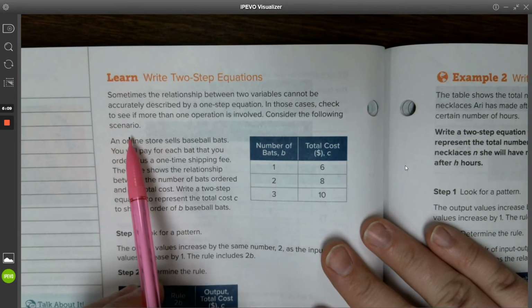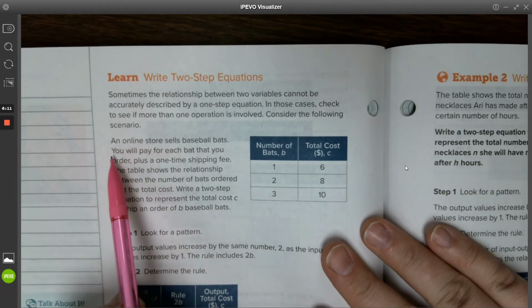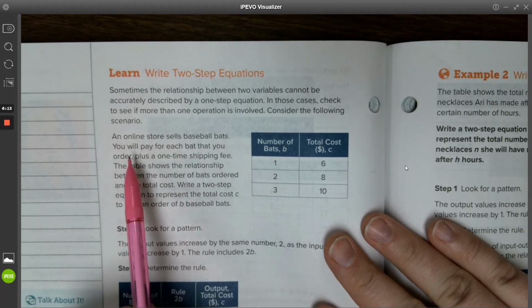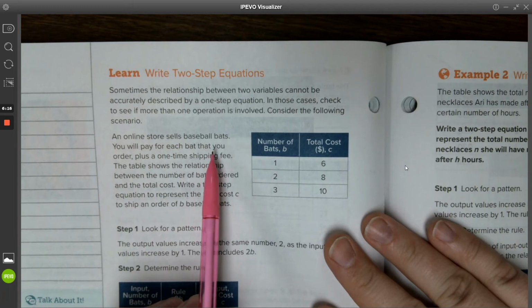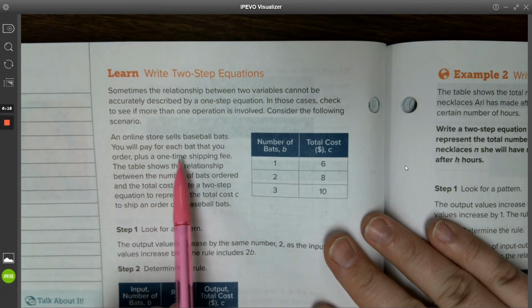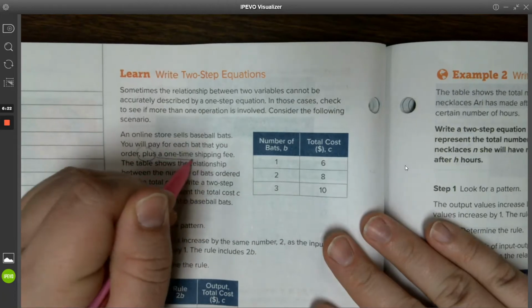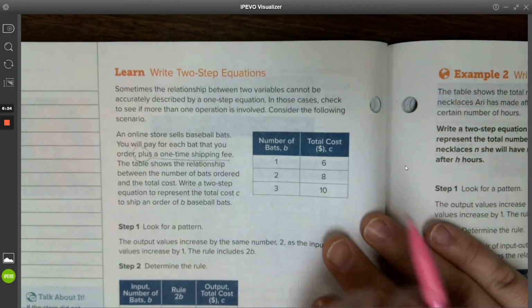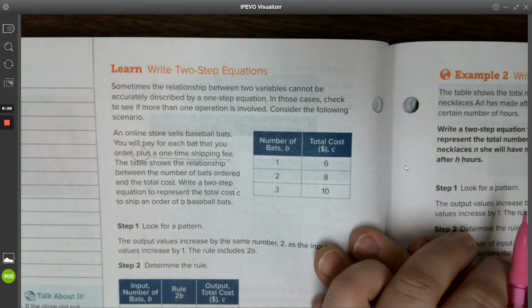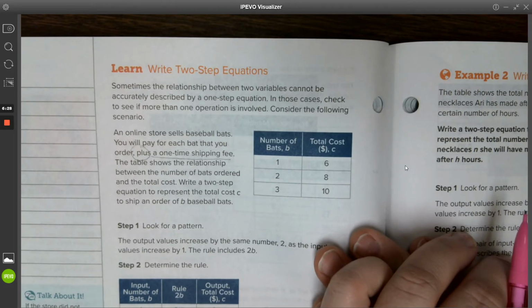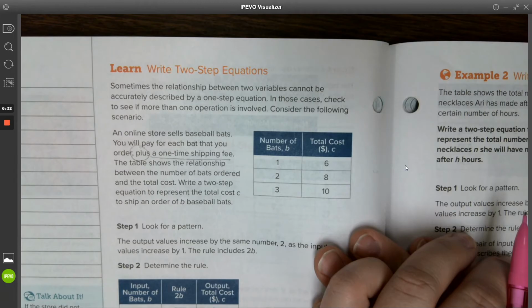We consider the following scenario. An online store sells baseball bats. You will pay for each bat that you order plus a one-time shipping fee. So here are some keywords: plus a one-time shipping fee. That means we're going to add that on one time. The table shows the relationship between the number of bats ordered and the total cost. We're going to write a two-step equation to represent the total cost C to ship B baseball bats.